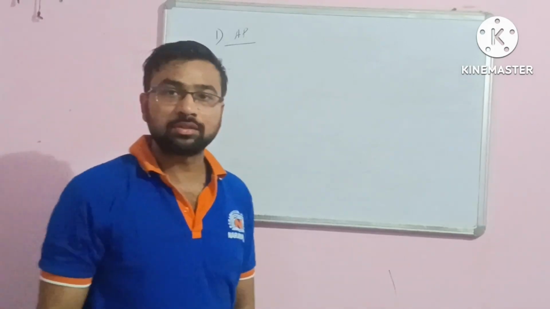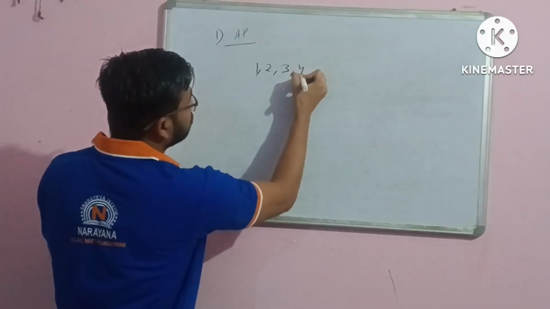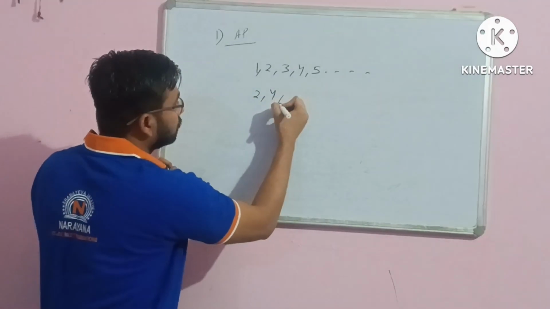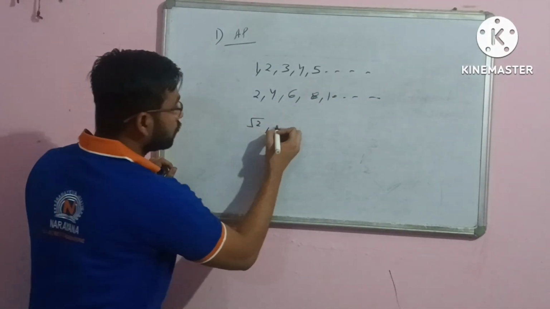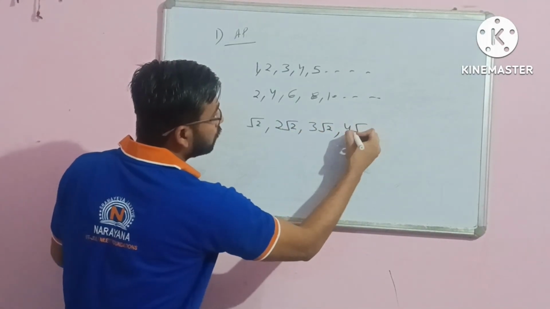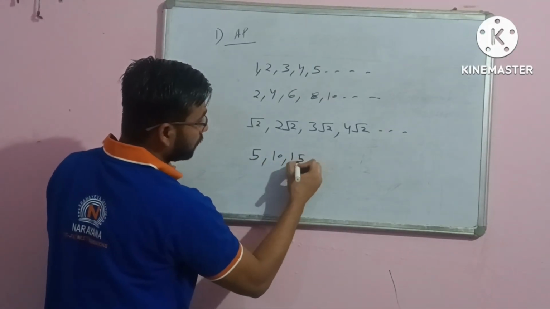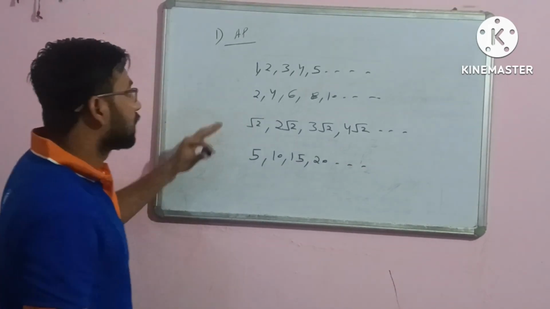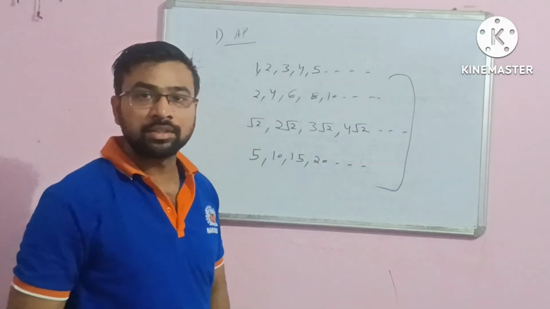Now we will see some examples of AP. For example, the set of natural numbers, the set of even numbers. The third example is root 2, 2 root 2, 3 root 2, 4 root 2. The fourth example is 5, 10, 15, 20, and so on. So these are examples of AP, and one thing is common in these examples: the difference between two consecutive terms is the same.